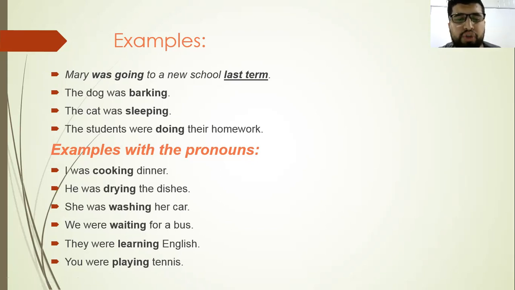He was drying the dishes. She was washing her car. Do not say she was washing her car. No, she was washing her car. We were waiting for a bus.